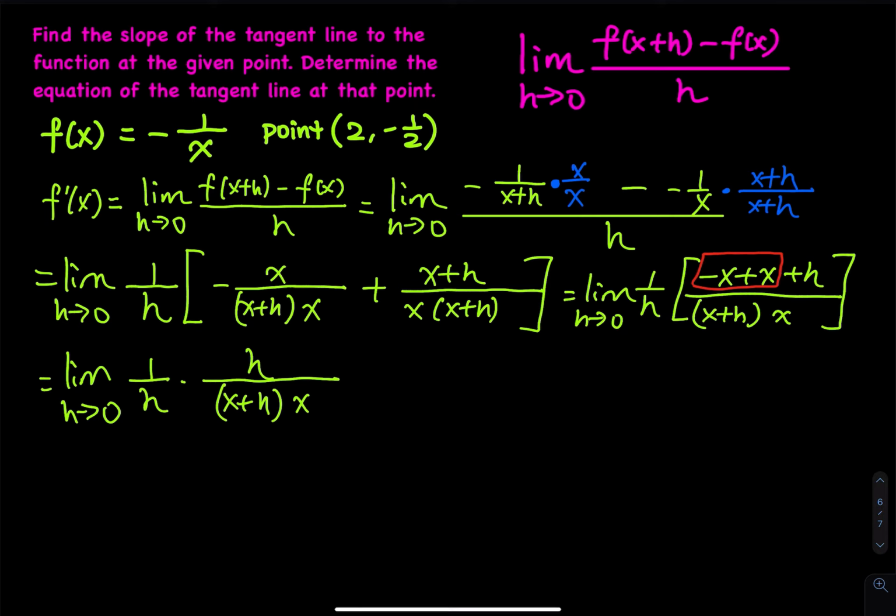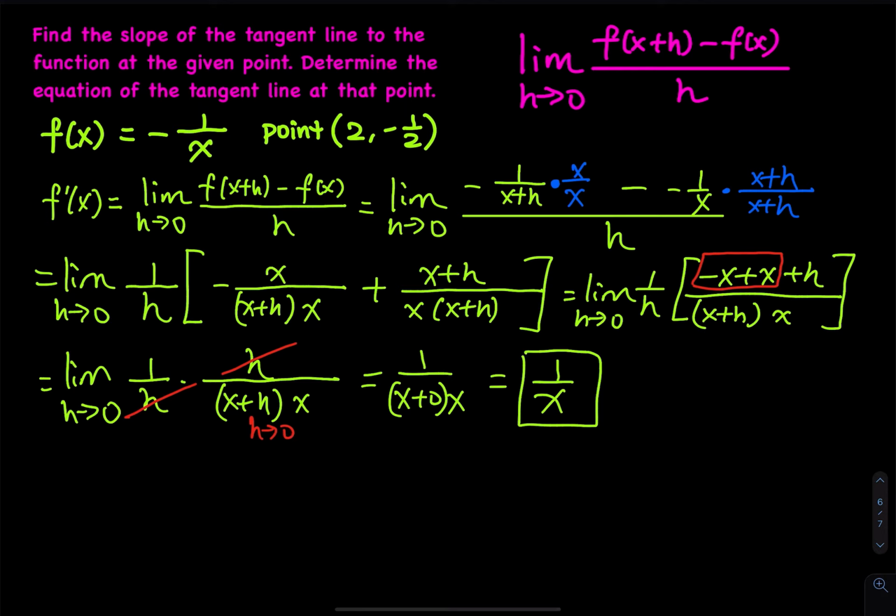Once h goes to 0, this will be cancelled, this will be cancelled. Oh, by the way, you cancel first, and then when h goes to 0, I should erase this. We cancel that first, and then as h goes to 0, what happened? Do we have any negative? The answer is no, we don't. So we have 1 divided by x plus 0 times x. Therefore we have 1 divided by x squared. And then what is this? This is called f prime of x.